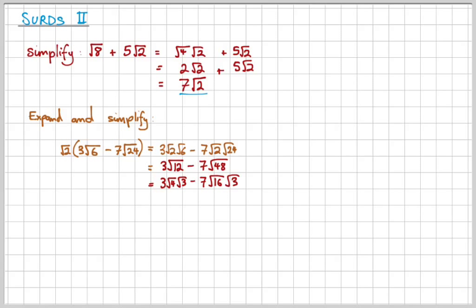Now we can square root 4 and we can square root 16, so this ends up being 3 times 2 times root 3, just changing root 4 to 2, and minus 7 times 4 times root 3, changing root 16 to 4. Completing the multiplication, we end up with 6 root 3's, 3 times 2 is 6, minus 28 root 3's, because 7 times 4 is 28. We can then simplify this. 6 root 3's take away 28 root 3's leaves me with negative 22 root 3's. Good stuff.